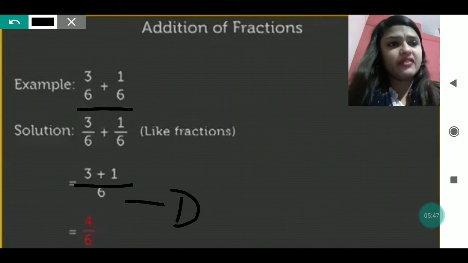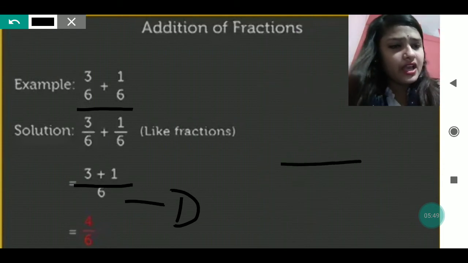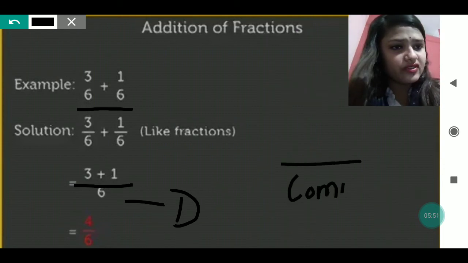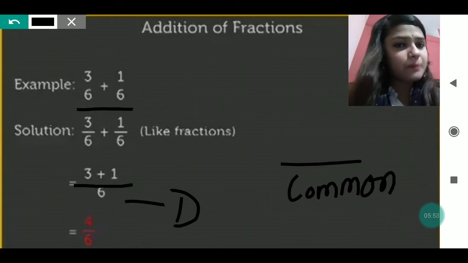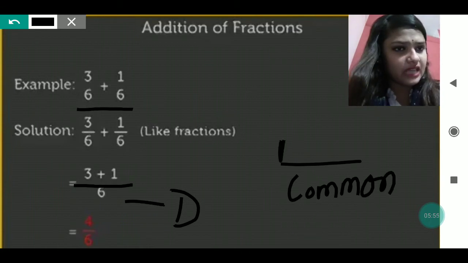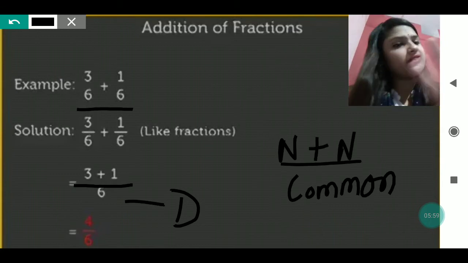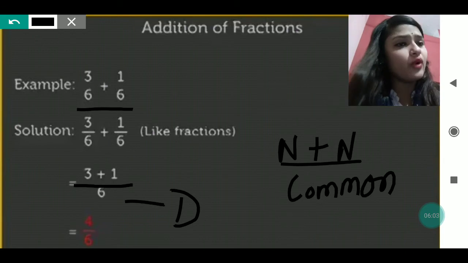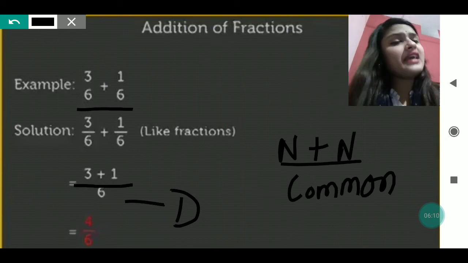So the common one we will take, which we will write downside. The two numerators upside, we will add up. Both the numerators we will add. So when we are adding 3 plus 1, what are you getting? 4, and 6 is common, so that 6 we will write as it is. So 4 by 6.